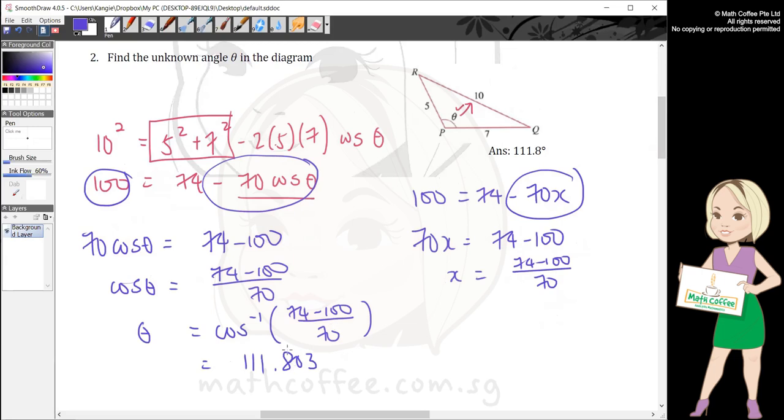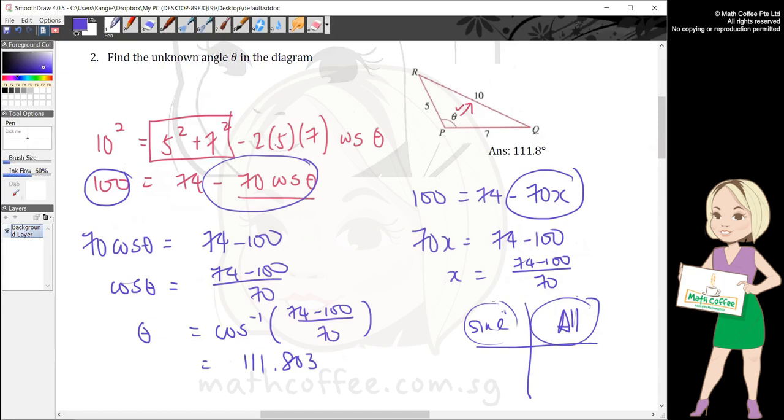A student asks, does this one have two answers? No, cosine doesn't. Take note that when we are learning the first and second quadrants, everything is positive in the first. Sine is positive in the first and second quadrants. That's why when you take sine inverse of a positive, you have two answers.